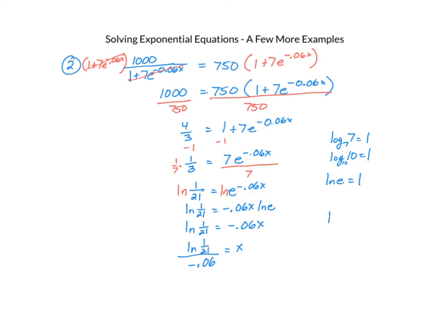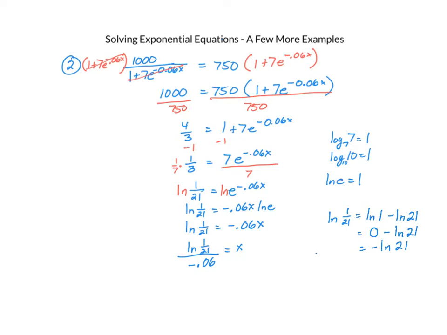We have the natural log of 1 over 21. We know that equals the natural log of 1 minus the natural log of 21. The log of 1, regardless of the base, is equal to 0. And we have the natural log of 1 over 21 equals negative natural log of 21. That's a big deal. We should know that.